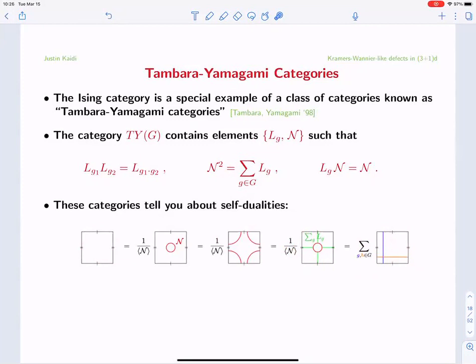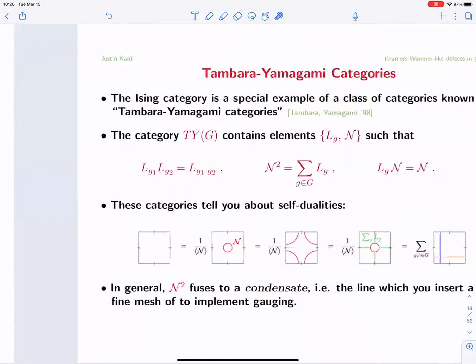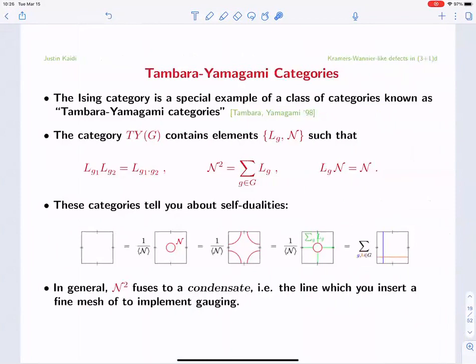And let me just emphasize that the reason why this worked is because N had the property that it squares to the condensate. The condensate is the thing that I have to insert a fine mesh of. I have to insert it, in this case, on all of the one cycles to implement the gauge. And if I insert this on the one cycles, I implement the gauge.